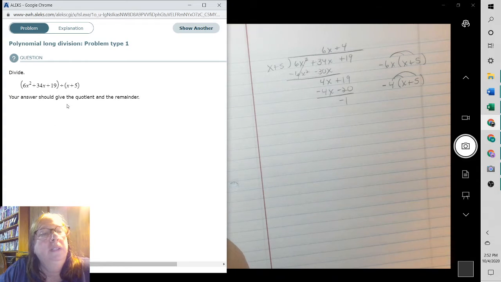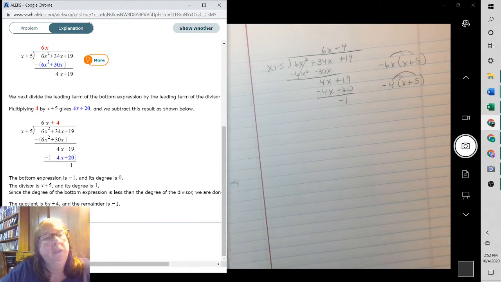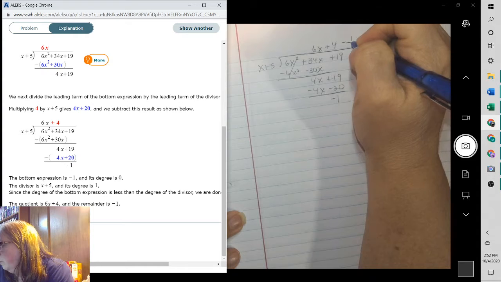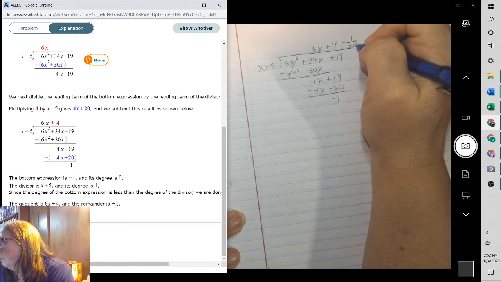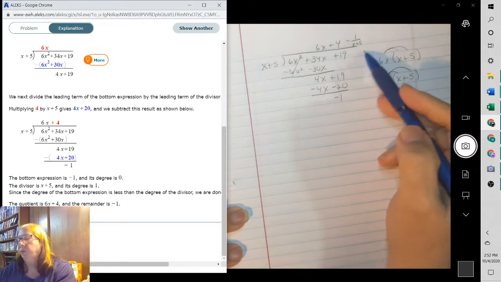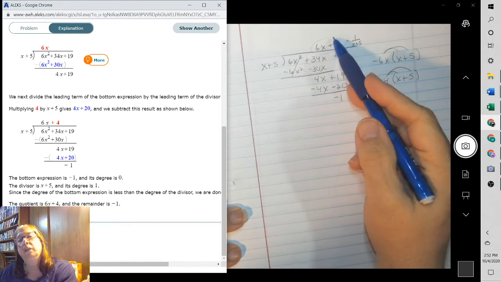Your answer should give the quotient and the remainder. So I think they want you to write them separately. So the quotient is 6x plus 4, with a remainder of negative 1. Some places they may also want you to put negative 1 over x plus 5. But here they just want the quotient and the remainder.